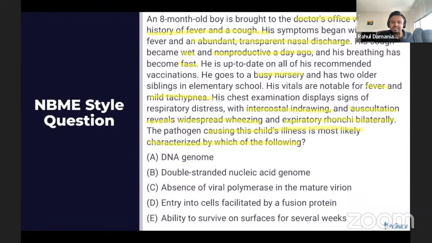The pathogen causing this child's illness is most likely characterized by which of the following? A, DNA genome, B, double-stranded nucleic acid genome, C, absence of viral polymerase in the mature virion, D, entry into cells facilitated by a fusion protein, or E, ability to survive on surfaces for several weeks. What do you think is the best answer? Go ahead and type that into the chat.